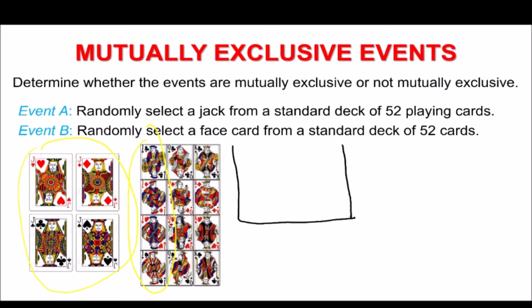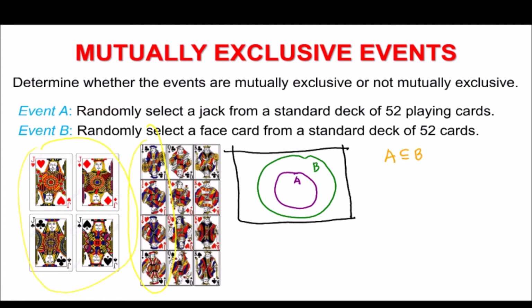We can illustrate it in a Venn diagram. Let's say this big circle is event B. Since all the outcomes in event A are also in event B, then the elements in event A are inside B, so we can say that A is a subset of B. Since event A and event B can happen at the same time, they are not mutually exclusive events.